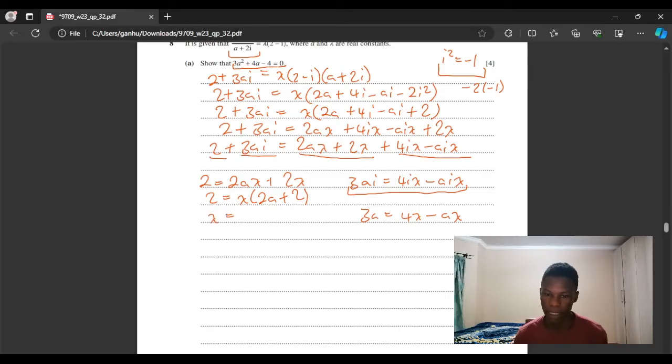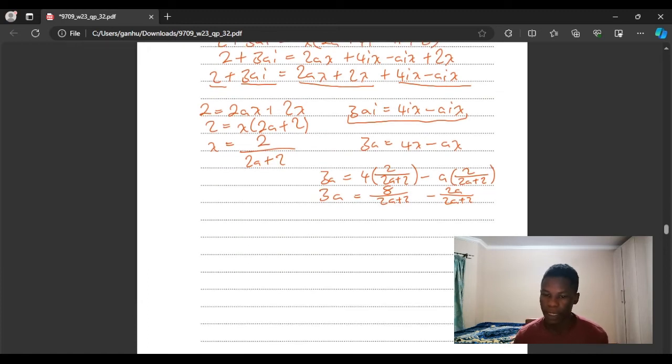So let's make lambda the subject of the formula in our first equation. Lambda is equal to 2 over 2a plus 2. Let's substitute that into the second equation. So that's 3a is equal to 4 times 2 over 2a plus 2 minus a times 2 over 2a plus 2. That's 3a is equal to 8 over 2a plus 2 minus 2a over 2a plus 2. Multiply both sides by 2a plus 2 to get rid of the denominator. So that's 3a times (2a plus 2) is equal to 8 minus 2a.